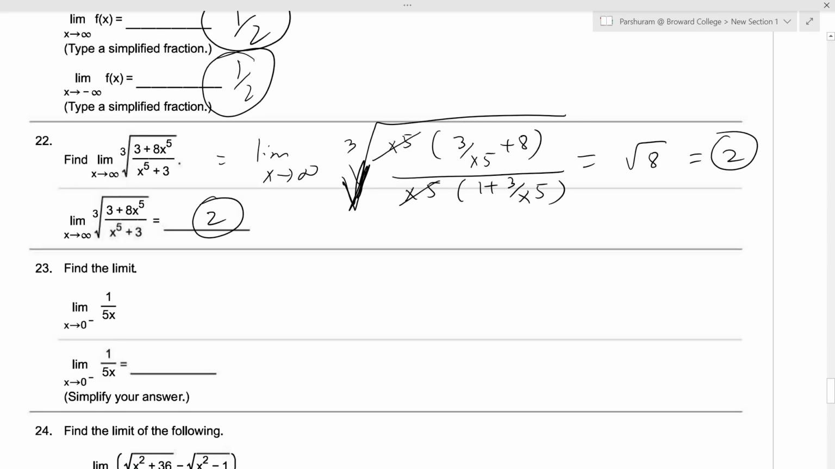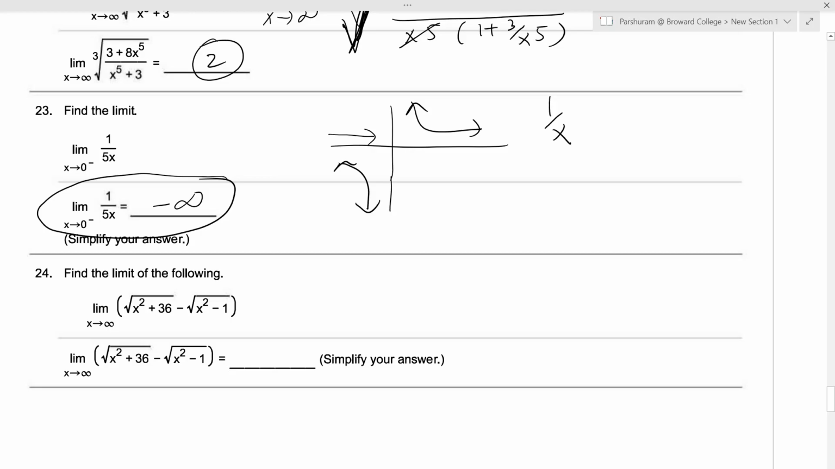For problem 23, we are going to use this graph, which is the graph of 1 over x. When x approaches 0 from the left side, you can see that the graph is going down and down and down, so that means it's negative infinity.